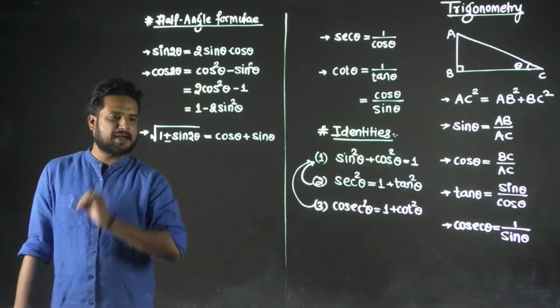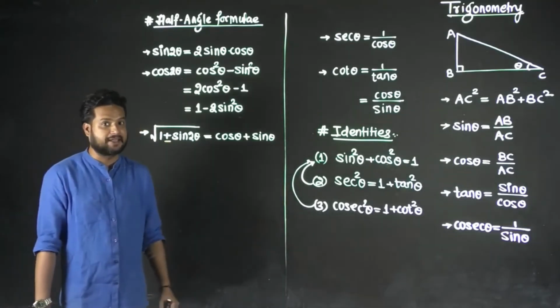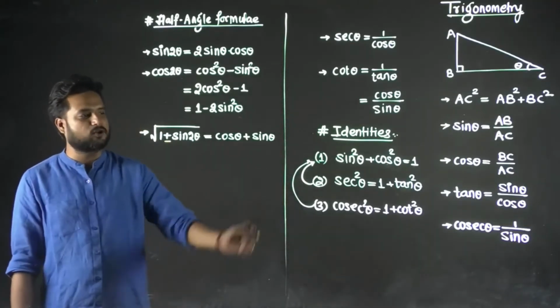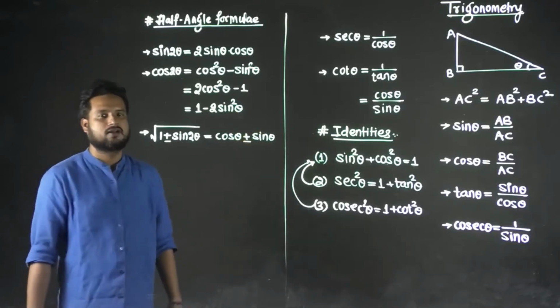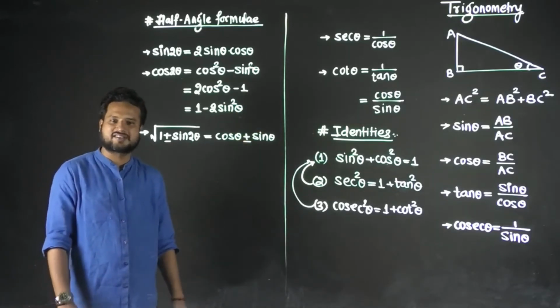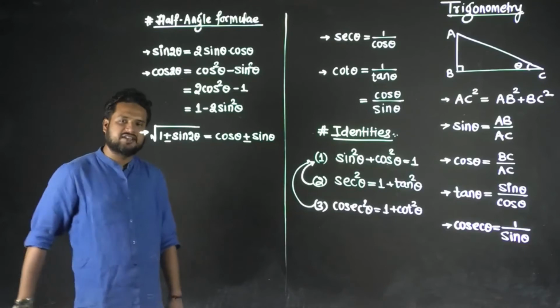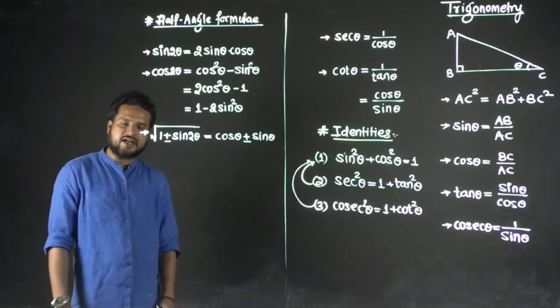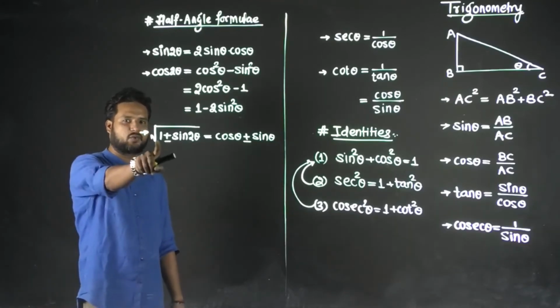What if I have 1 minus sin 2 theta over here? Then the square root of 1 minus sin 2 theta is going to be cos minus sin. As simple as that. Okay. Now how do I get this? To understand this, what you can do is get rid of this square root.